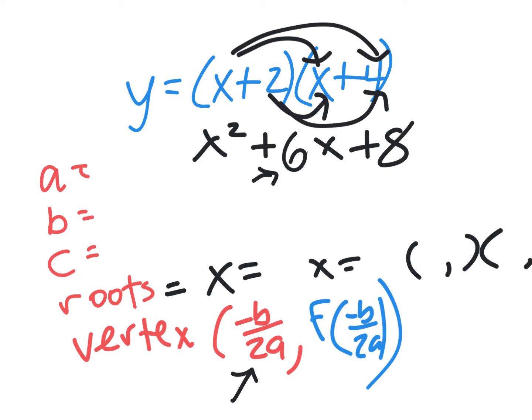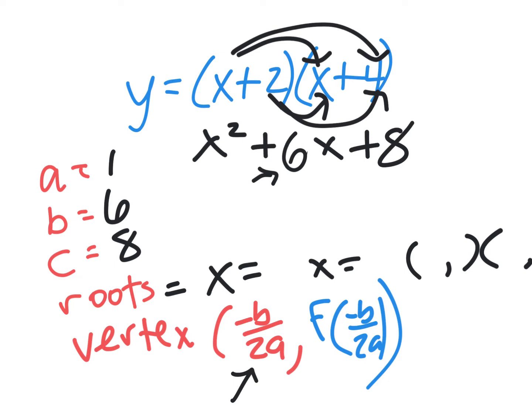You know what? I'll take a volunteer. What's A, B, and C? Raise your hand if you're comfortable with telling me A, B, and C. Or Sean, what do you say? A is 1, yep. B is 6, yep. And C is 8. Very nice. Okay. The roots.